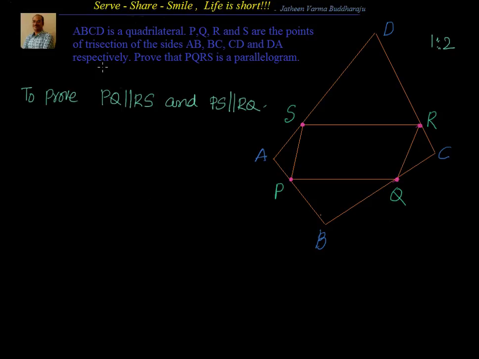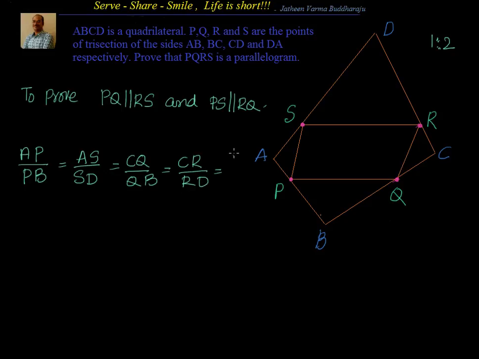Let's write it down. So what we know by the meaning of points of trisection is that AB is divided in the ratio of 1:2. So AP by PB is equal to AS by SD is equal to CQ by QB is equal to CR by RD is equal to 1/2. This is what we have been given.